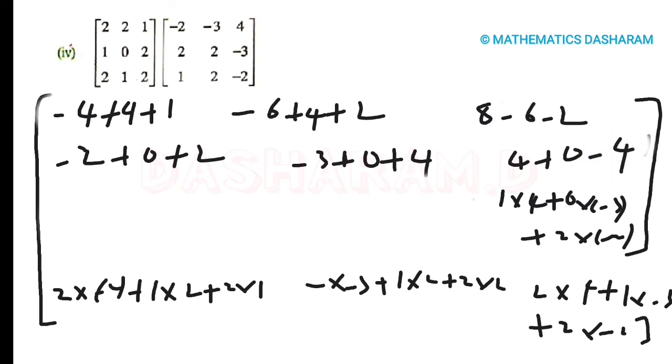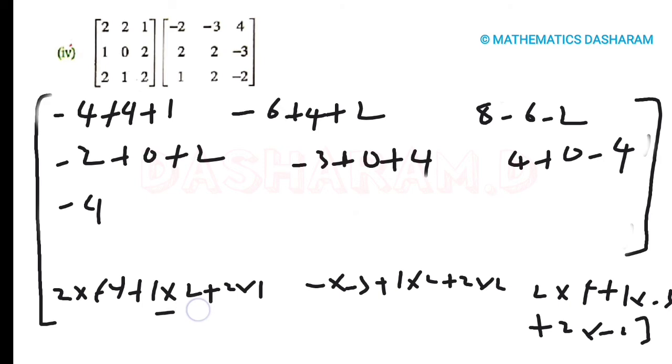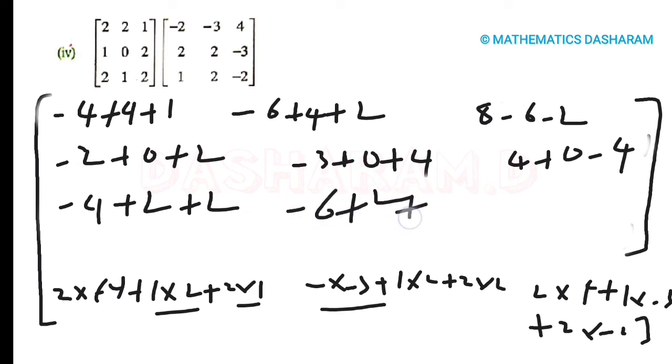Next here, 2 into minus 2 is minus 4 and 1 into 2 is 2 and here 2 into 1 is 2. Next here, 2 into minus 3 is minus 6 plus 1 into 2 is 2 and 2 into 2 is 4. Next here, 2 into 4 is 8 and 1 into minus 3 is minus 3, 2 into minus 2 is minus 4.